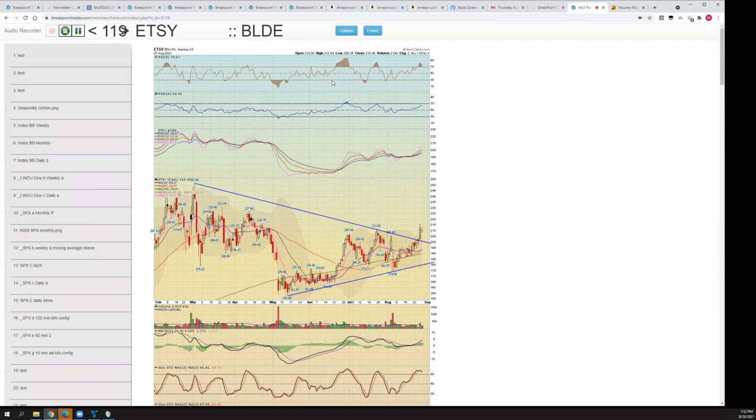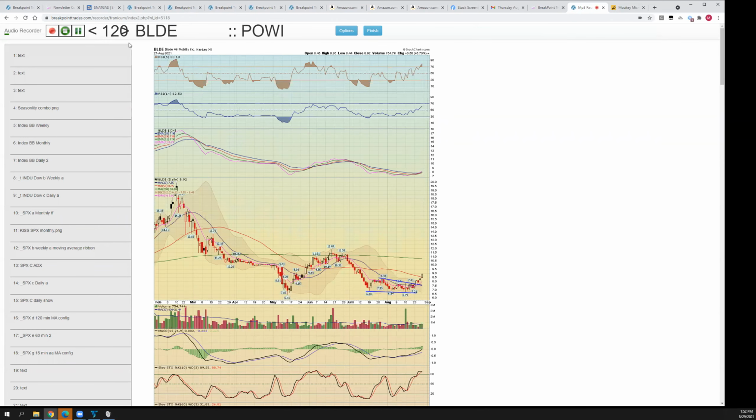Next. Chart 119, BLDE, coil pattern that triggered last Wednesday right here. Big follow through on Thursday, where you could take some initial profits, still looks decent. Next. Chart 120, BLDE, another one that triggered early last week, nicely out of this pattern. Take some profits, but a nice trade.